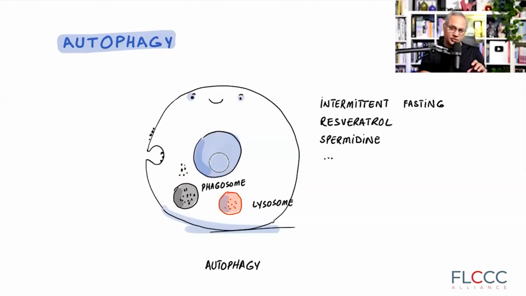What cells do is they capture this debris within their own system, within their own space, in little tiny pockets, which we call vesicles. And when a cell captures debris or waste material in a pocket, we call it a phagosome. Phagosome stands for eating. This is how a cell eats.